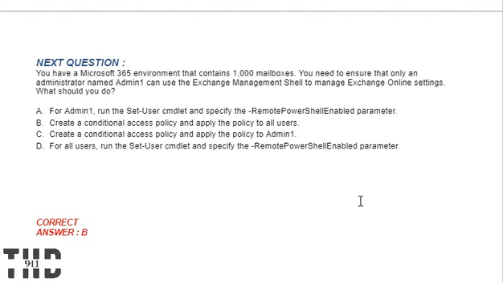Option A, for admin1, run the Set-User cmdlet and specify the RemotePowerShellEnabled parameter. Option B, create a conditional access policy and apply the policy to all users. Option C, create a conditional access policy and apply the policy to admin1. Option D, for all users, run the Set-User cmdlet and specify the RemotePowerShellEnabled parameter. The correct answer is option B.